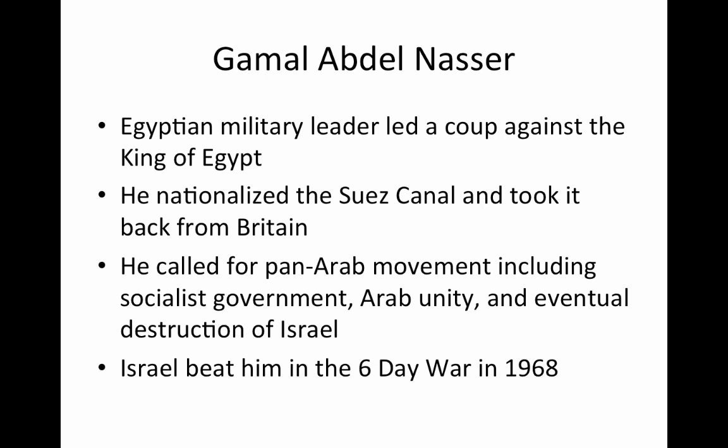After this war, a man arose in Egypt named Gamal Abdel Nasser. Nasser was an Egyptian military leader. He led a coup against the king of Egypt, and he then had a huge success in nationalizing, or taking back, what was called the Suez Canal from Britain. After that, he called for a pan-Arab movement.